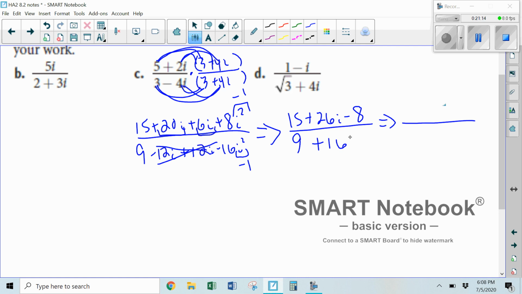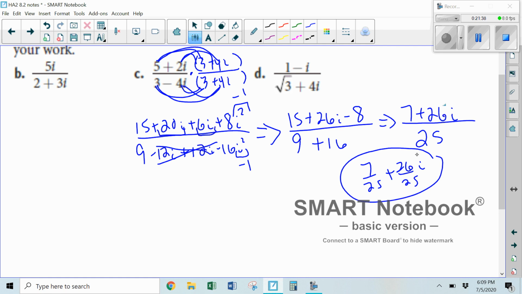My numerator is going to simplify to 7 plus 26i. My denominator is 25. And I'll probably write my answer as 7 over 25 plus 26i over 25. The i can be in the numerator or just off to the side. So I'd read it as 7 25ths plus 26i over 25.